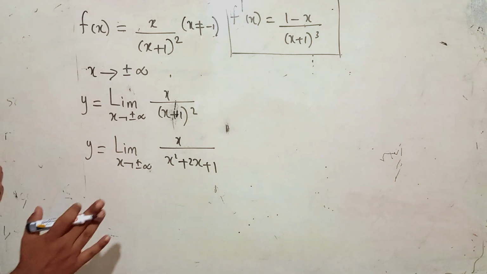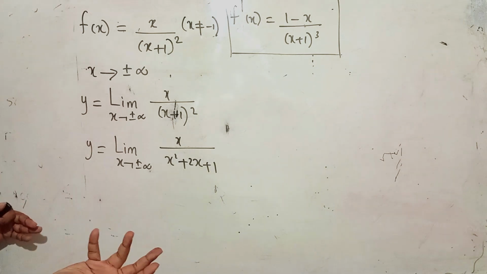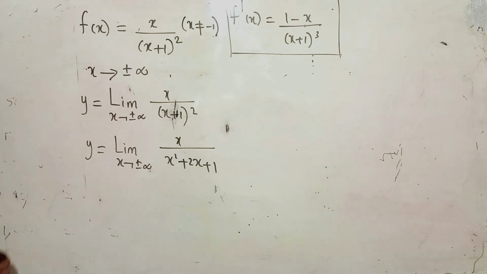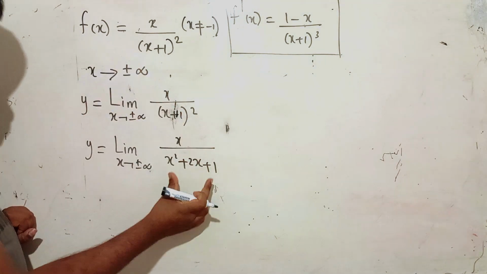So when you are finding the limit of rational functions, and you want the value of the rational function when x tends to plus or minus infinity, you cannot substitute infinity straight away. You have to do something else. So what you have to do here is divide the numerator and the denominator.